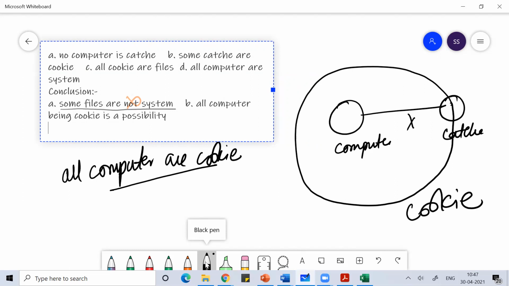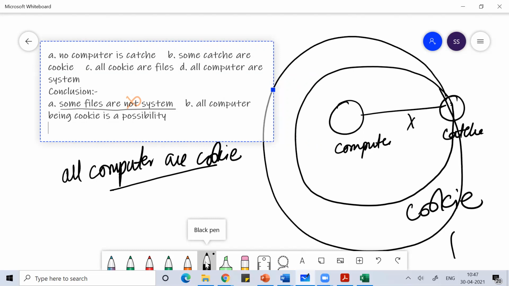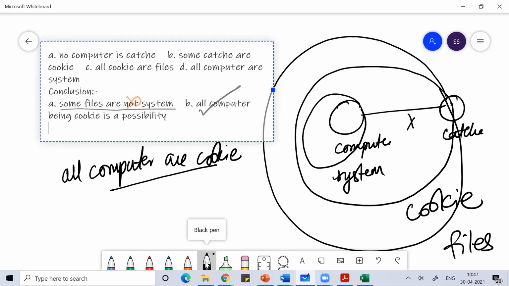Then all cookies are files. All computers are system. I'm just seeing that this is a possibility. All computers are cookies, so that possibility is there. The answer will be option B.